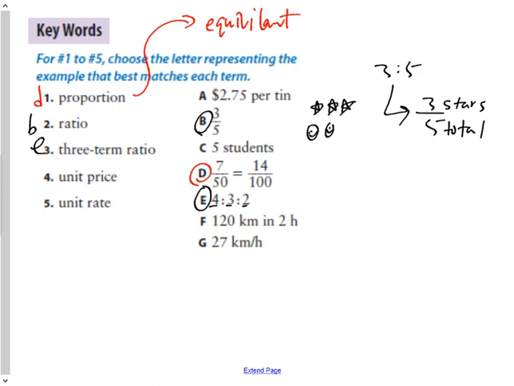A unit price. Since price has to do with dollars, it means cost per dollar, or dollars per kilogram, or dollars per milliliters, whatever it happens to be. And the one we have here for that is A, which is the cost per tin, which would be the unit price. And a unit rate, given that there are 2 or 3 left, a unit rate means the second term is 1. So G is your answer, because in this one, 120 kilometers for 2 hours is not a unit rate, it's a rate.